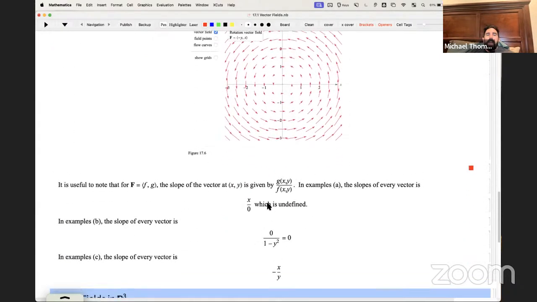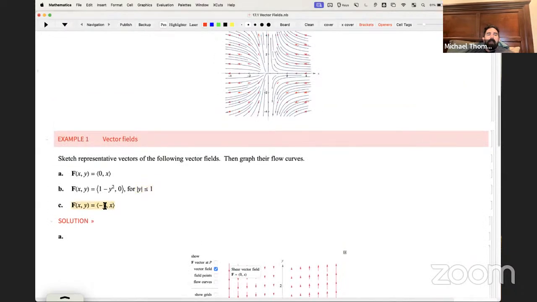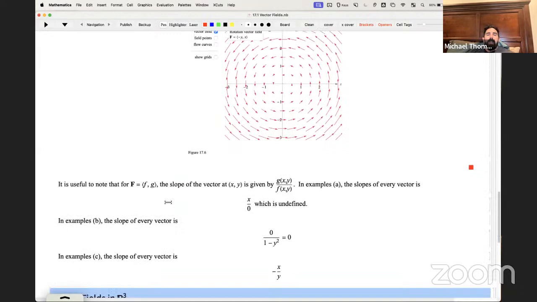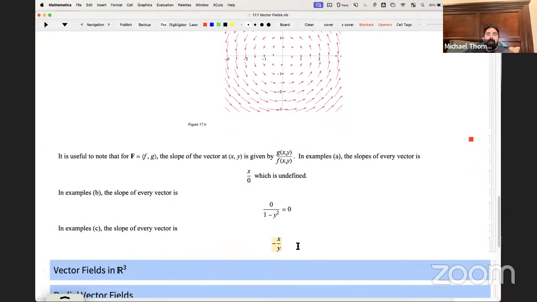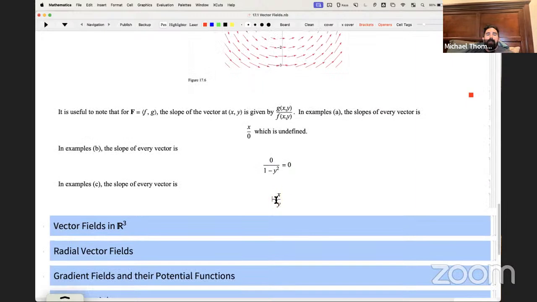And then for this last guy, if we took the change in y over change in x here, that would be g over f. That's negative x over y. That would be the slope of these vectors. Every single one of those vectors, you could find the slope just by plugging in. Let's say you want to find the slope of that one right there. You just plug in 1, 1 into this formula, and that would give you the slope of that vector. So that turns out to be pretty handy. We'll talk about that a little later.